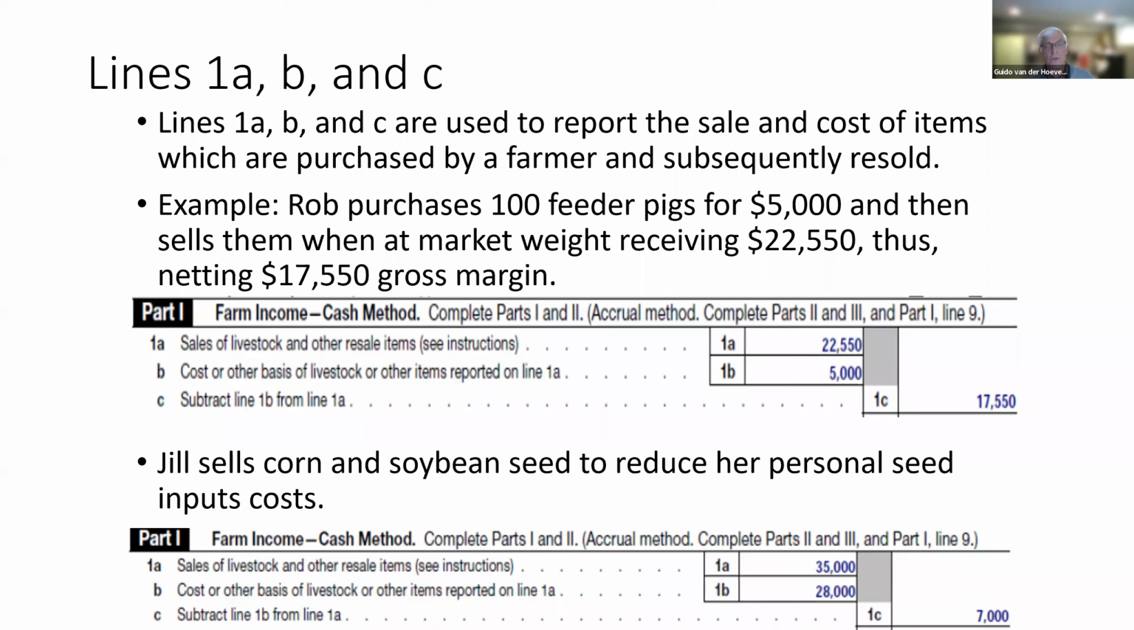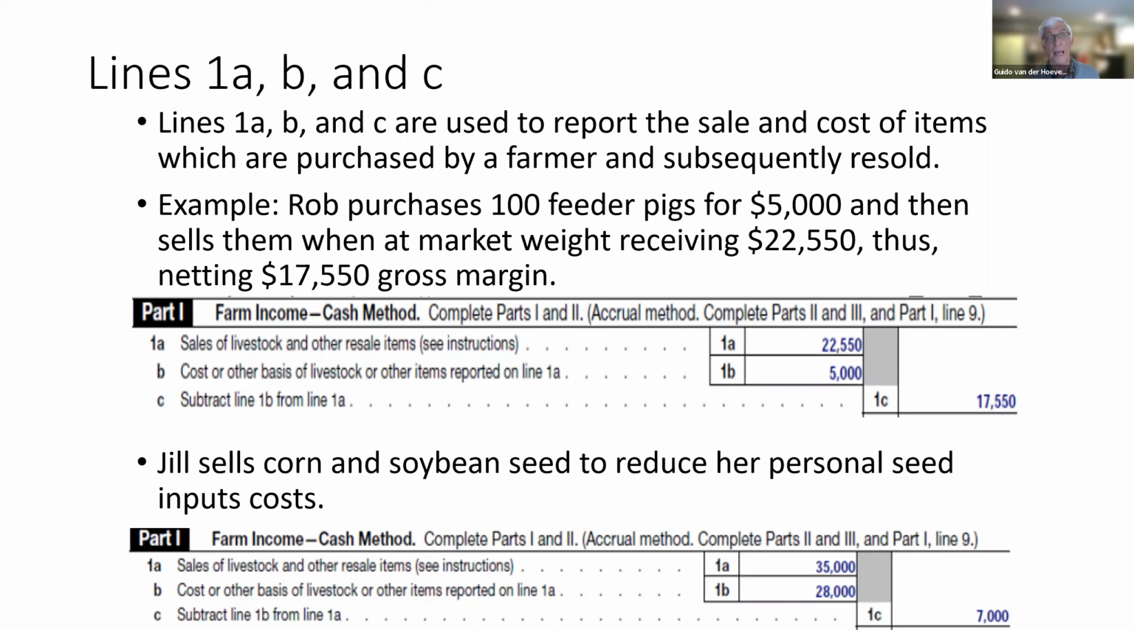And then he raises those. And when they get to market weight, then he takes them to market and sells them. And so in this example, he sold them for $22,550, and that nets then the gross margin of $17,550, as you can see in line 1C. So the gross sales amount would be $22,550 for this specific activity within the farm. It could be an enterprise if you want to think about it in that context. The cost of which, so there's our cost of goods sold, would be $5,000. You subtract those two, and then his gross margin is going to be the $17,550.